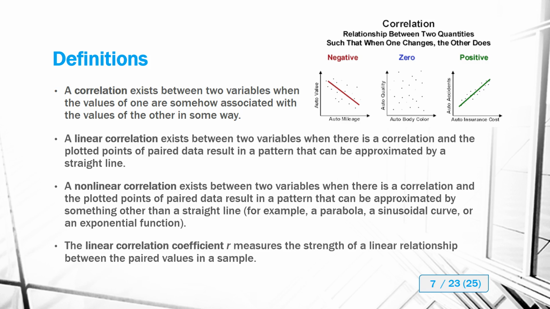Now, when we're looking at linear correlation, there is what's called a linear correlation coefficient. Okay, again, your author's using the lowercase letter r. My experience in the real world is that a capital letter R is used, but regardless of which one you're using, it's the same thing. It's measuring the strength of the linear relationship between the paired values in a sample.